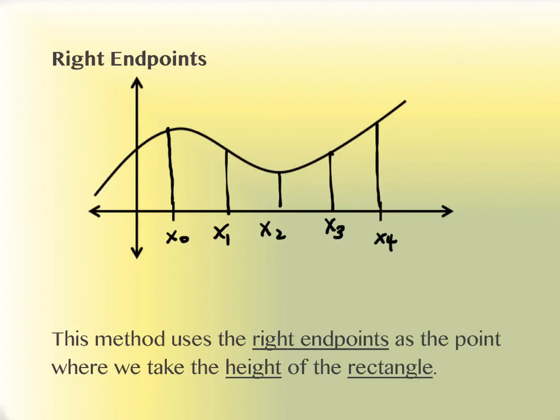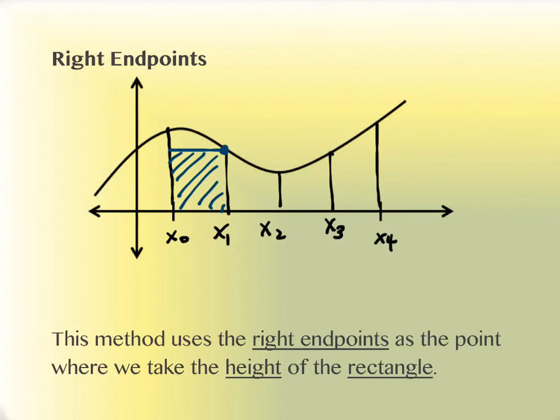Except that on the first rectangle, instead of using x0, or the function at x0, as my height, I'm going to use the function value at x1, because I'm supposed to be using the right endpoints. So this would be the interval between x0 and x1, and the value x1 is on the right-hand corner. So this would be the rectangle that I would get.